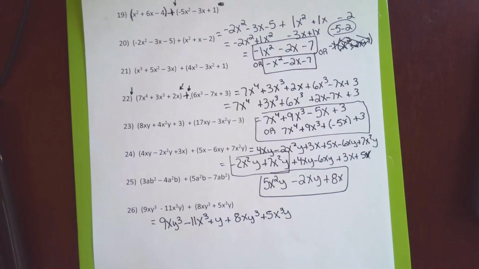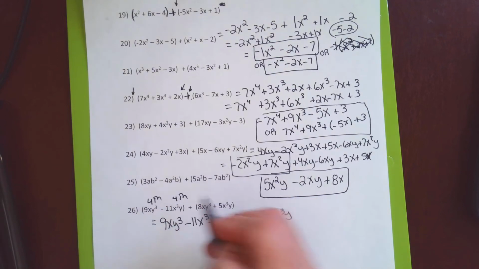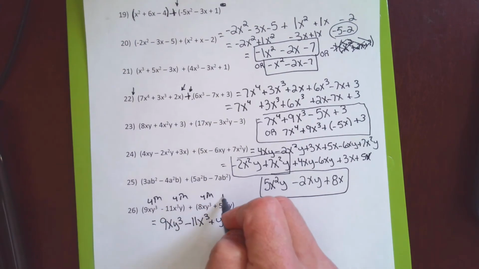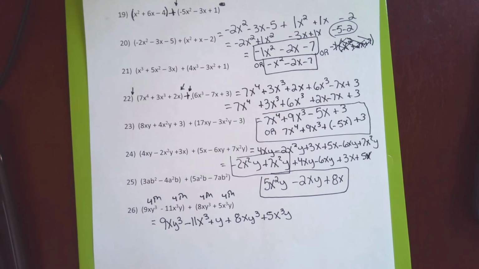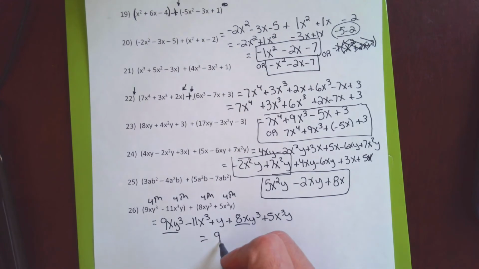If I look at these, this is a fourth degree term, this is a fourth degree term, this is a fourth degree term, and that's a fourth degree term. There's no term that's crying out to be first. I'm just going to write the ones that are going to have a positive coefficient first. So I'm going to combine these, which are like terms, and because of the lovely positives, I'm going to write those first.